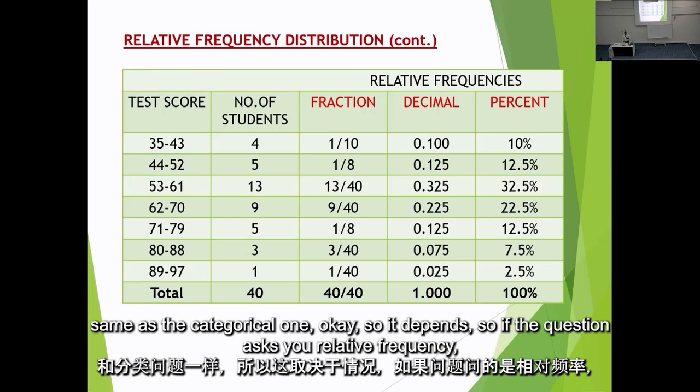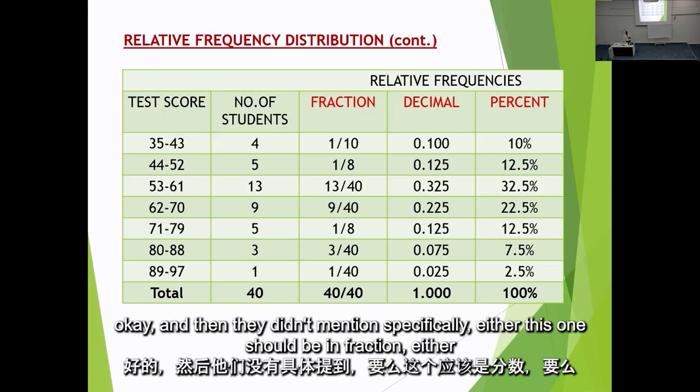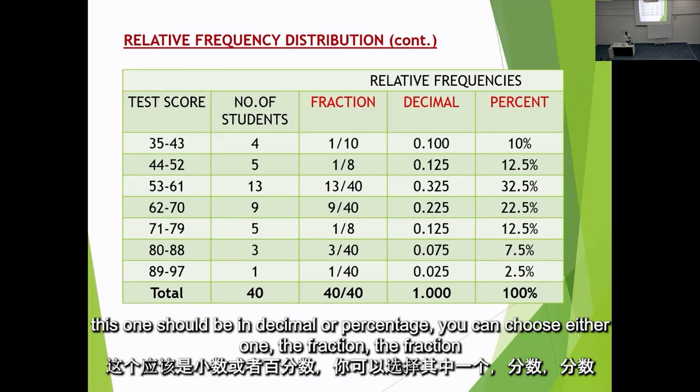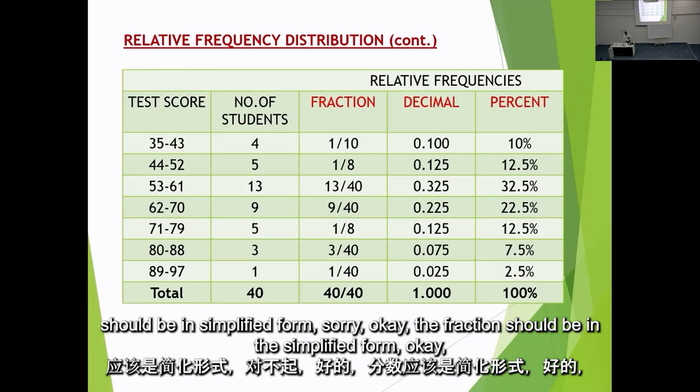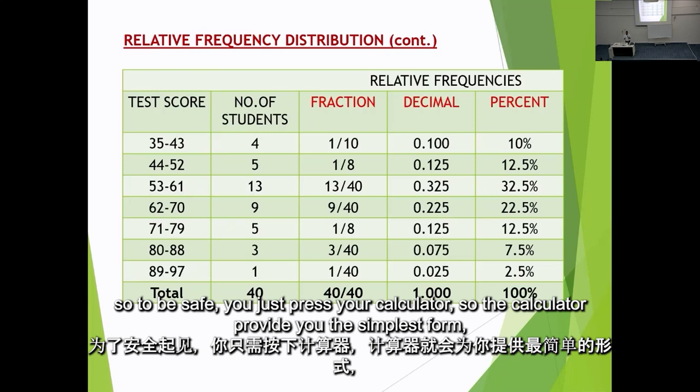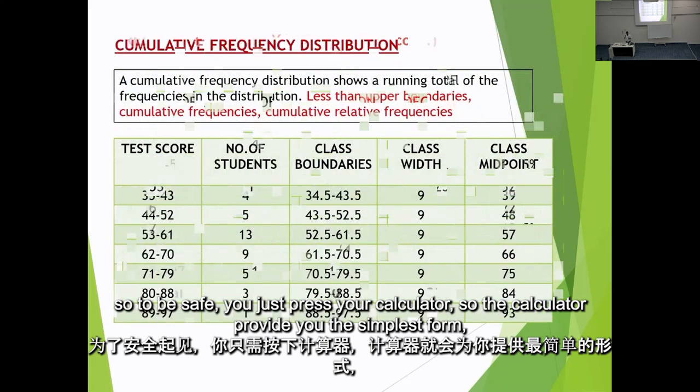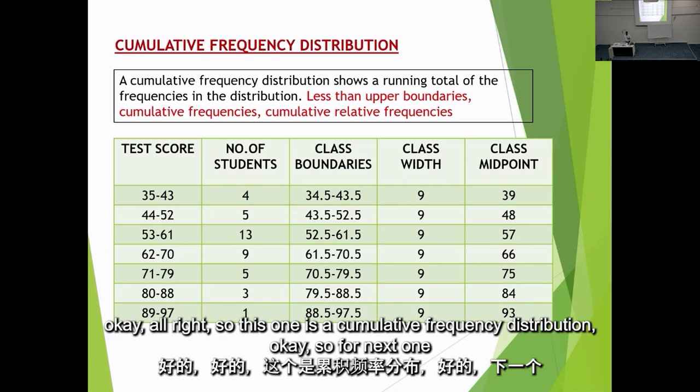So it depends. If the question asks for relative frequency and they don't mention specifically whether it should be in fraction, decimal or percentage, you can choose either one. The fraction should be in simplified form. To be safe, just press your calculator, so the calculator provides you the simplest form.